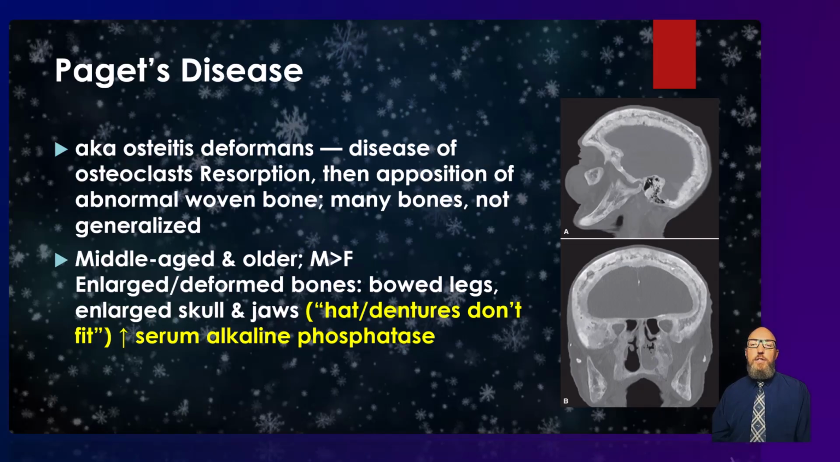So the classic history is the patient's hat or denture no longer fits. That's what I really remember about this. An older middle-aged man who has a hat that he has to keep widening or it no longer fits, or same with the dentures because the bone is actually expanding outward.